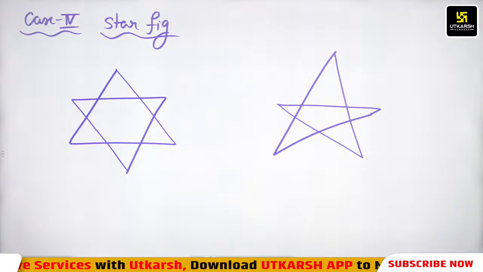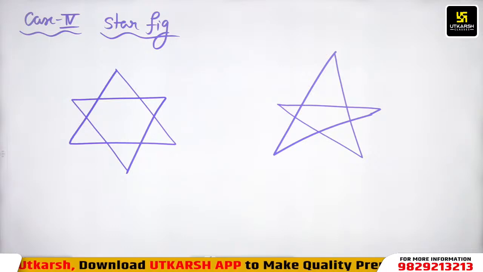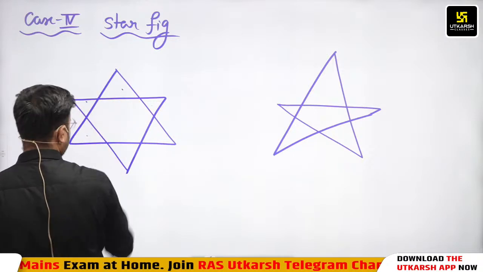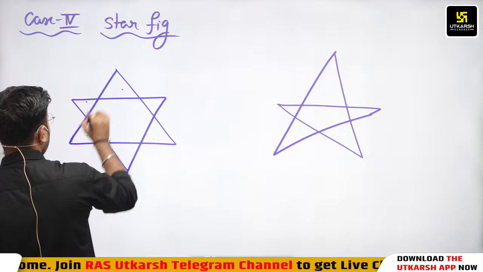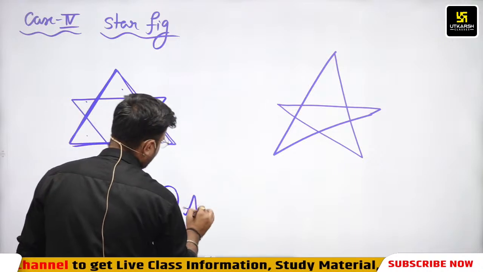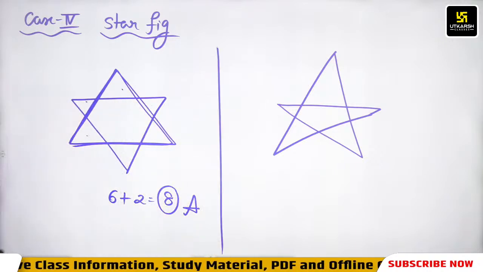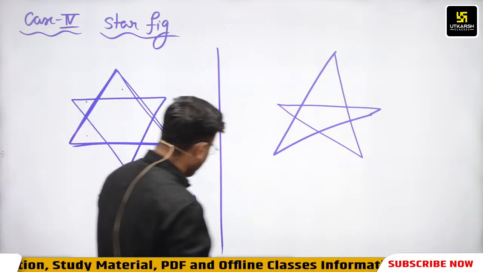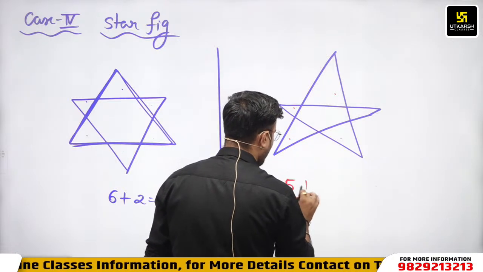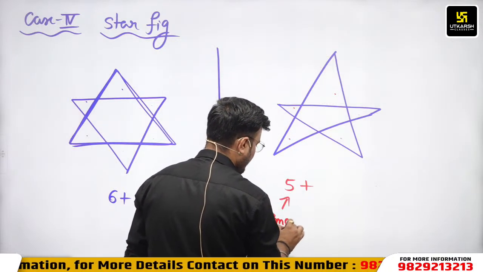So in the first figure, you can observe there are only 8 triangles. 1, 2, 3, 4, 5 and 6. 6 are small and 2 are the bigger ones, 1 and 2. So in this star total 8 triangles are there. Now in this star how many triangles are there? So 1, 2, 3, 4, 5. 5 small triangles.